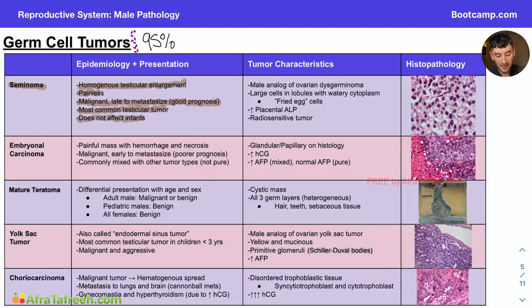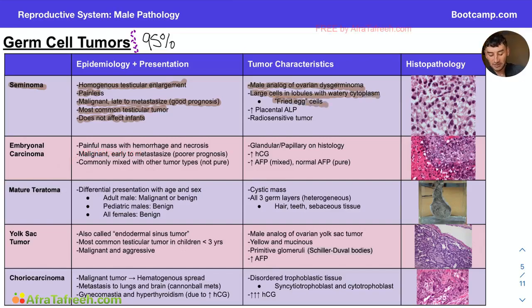No babies here. So talking about the tumor characteristics, it's important to know that this is the male analog of ovarian dysgerminoma. And remember when we talked about ovarian dysgerminoma, we talked about the classic fried egg cells, and these are described as a vacuolated watery cytoplasm with a central nucleus.